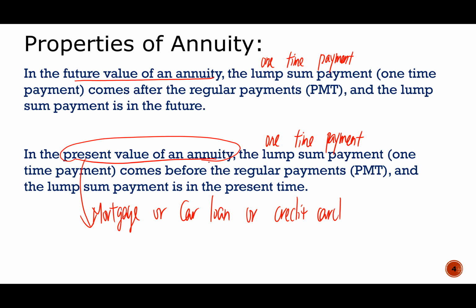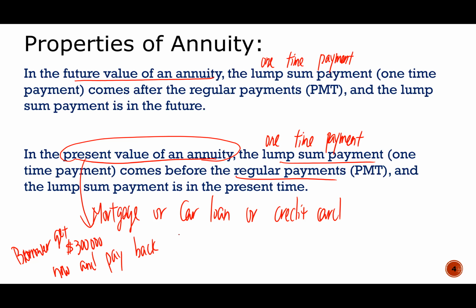So another important element is the lump sum payment or one-time payment. In the annuity case, this one-time payment comes before the regular payment. So before you pay back, the bank will hand you $300,000, right? So the borrower will get $300,000 right now. The borrower gets the one-time payment, a lump sum payment right now, and then pays back the bank on a monthly basis.